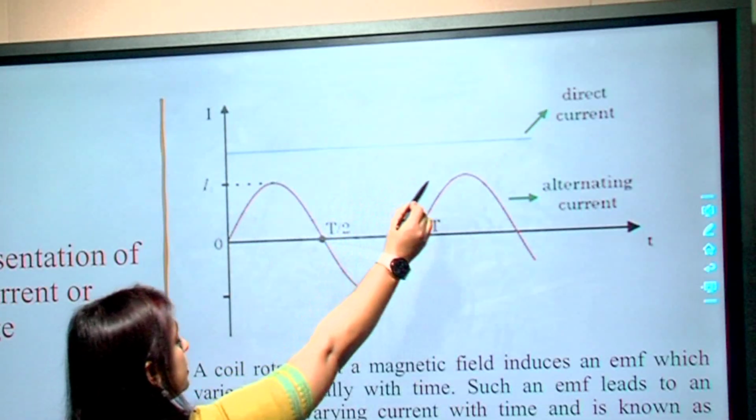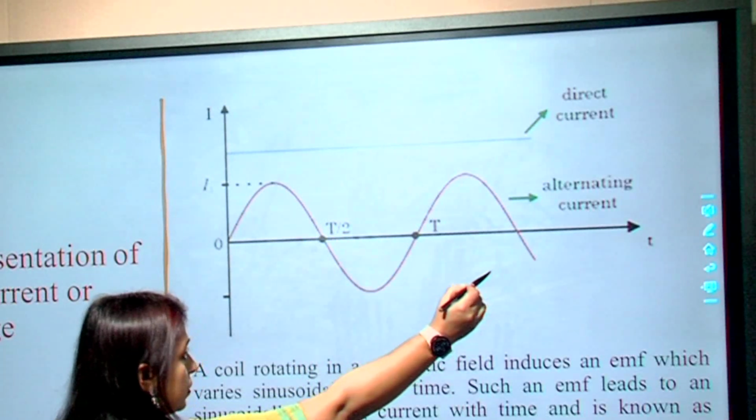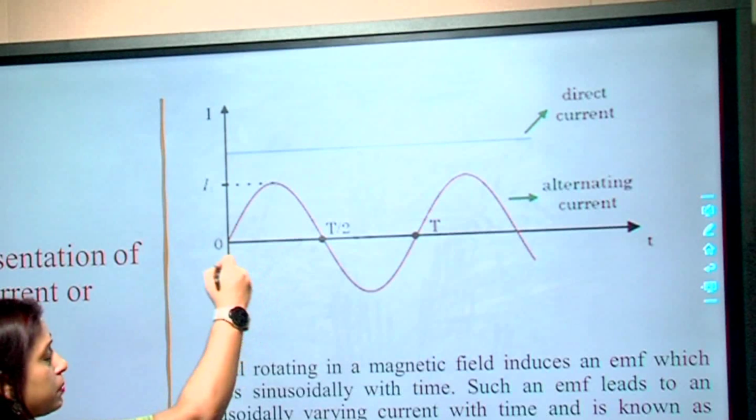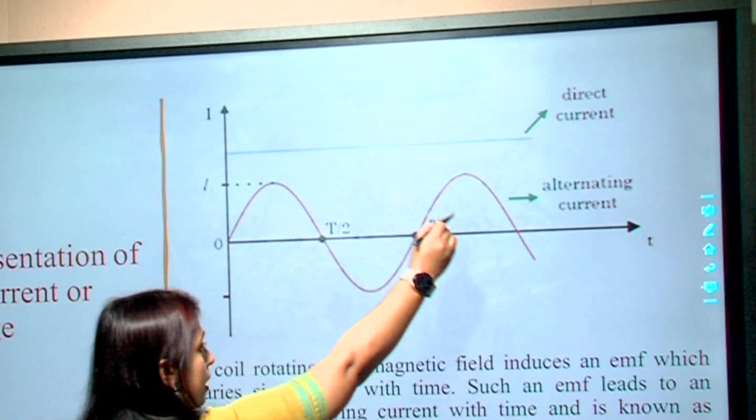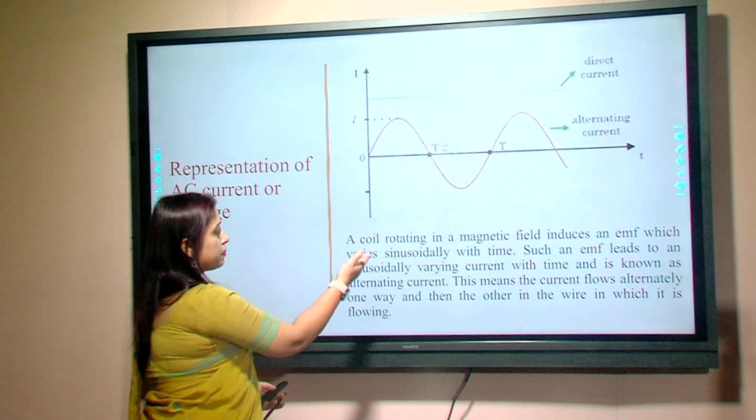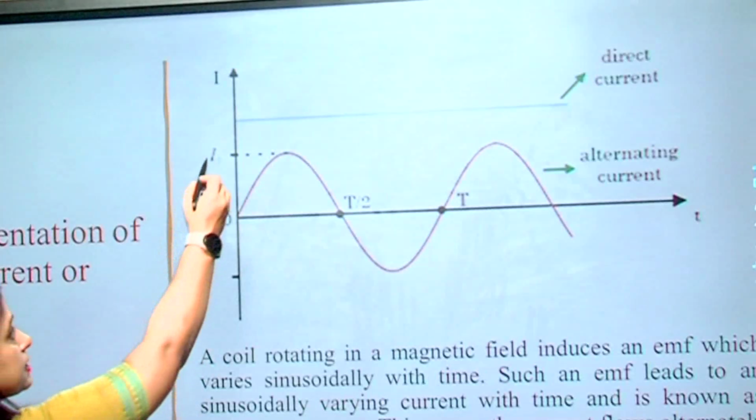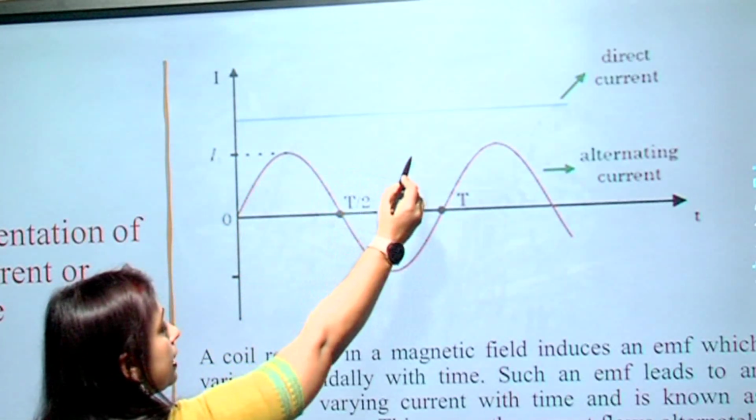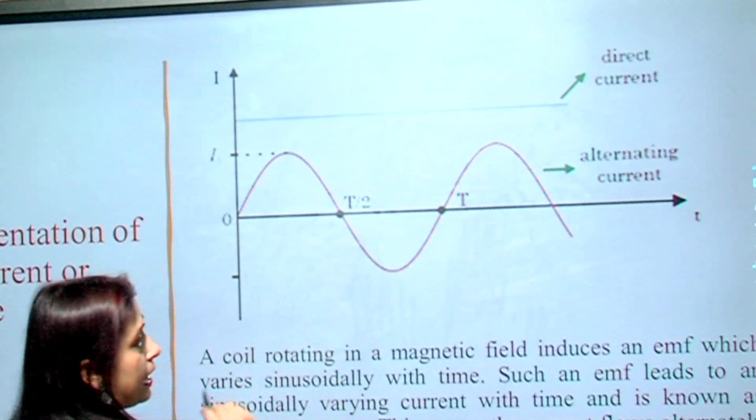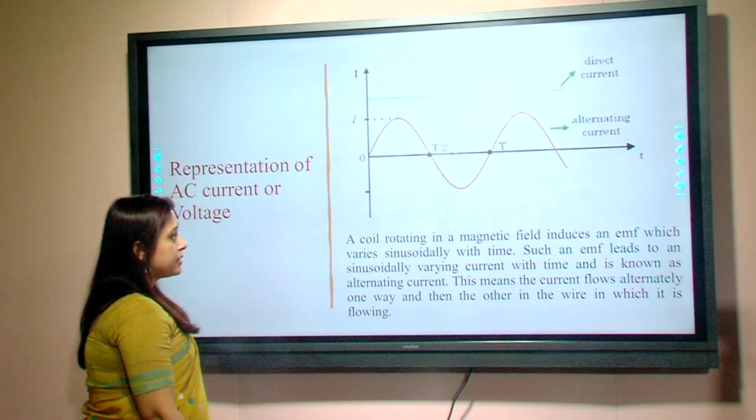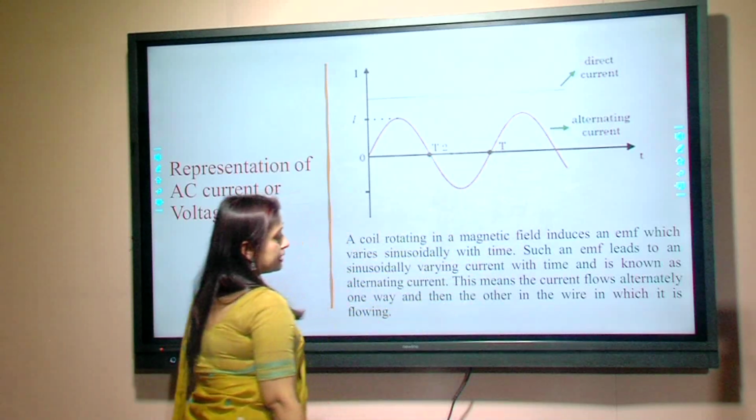In case of DC current, a straight line which is parallel to the x-axis is used, while in case of representation of an AC current, normally a sinusoidal wave is used. So this figure represents an AC current and a DC current. So here you can see the DC current can be simply represented by a straight line which is parallel to the x-axis. But in case of AC current, a sinusoidal wave actually represents an AC current.